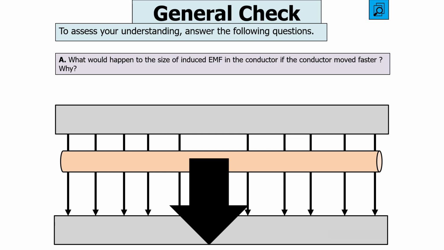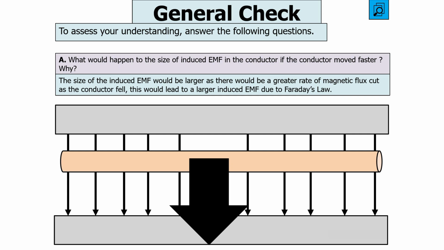What would happen to the size of the induced EMF in the conductor if the conductor moved faster, and why? Well, the size of the induced EMF will be larger, as there will be a greater rate of magnetic flux cut as the conductor fell. This would lead to a larger induced EMF due to Faraday's law.